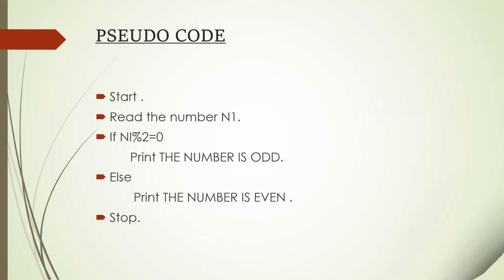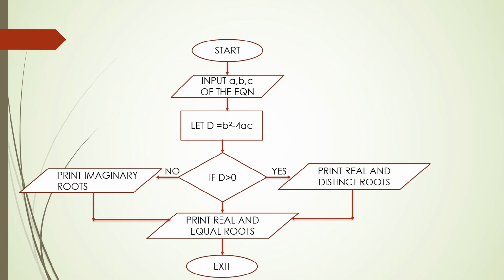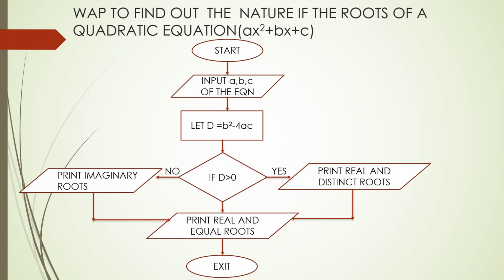So the next program will be: write a program to find the nature of the roots of a quadratic equation ax square plus bx plus c. So a quadratic equation of this form will be given to you, and you have to just put the values of a, b, c into this input box, and we have to find the discriminant, and based on the discriminant we will find the nature of the roots. The students also don't know that the discriminant's value will decide the nature of the roots. How? If the discriminant is greater than 0, then we will get real and distinct roots.